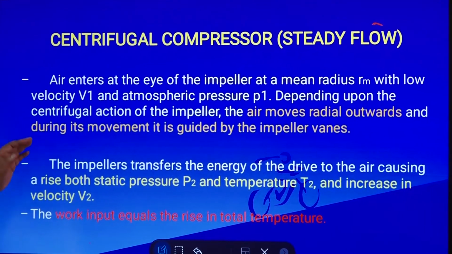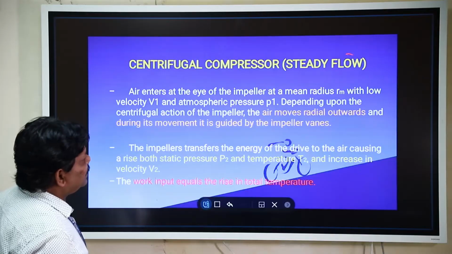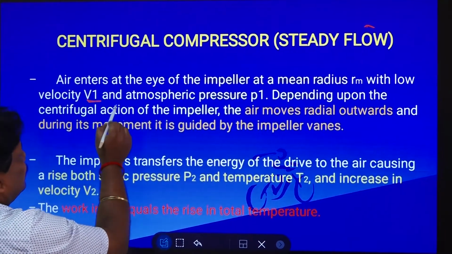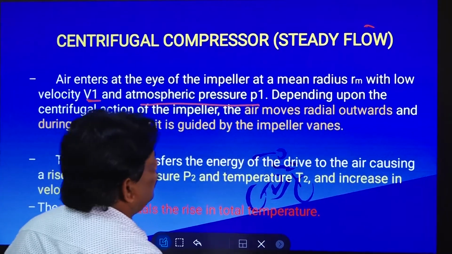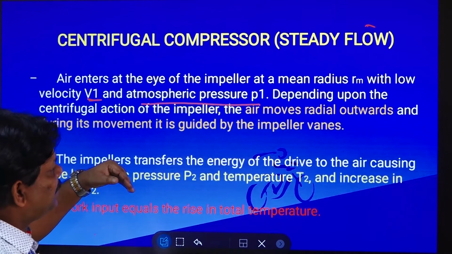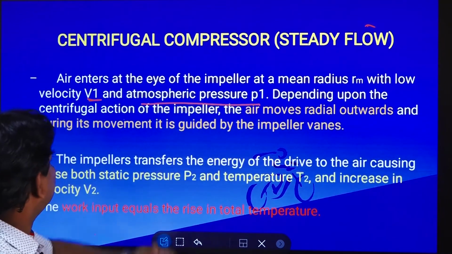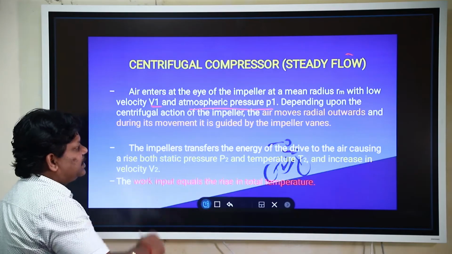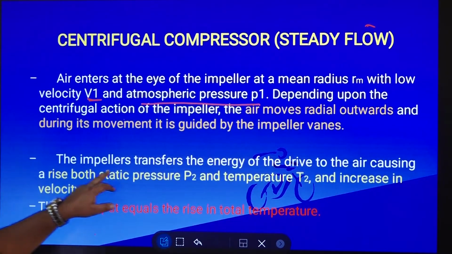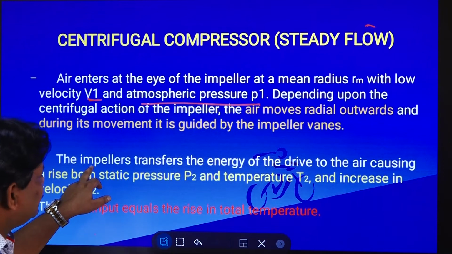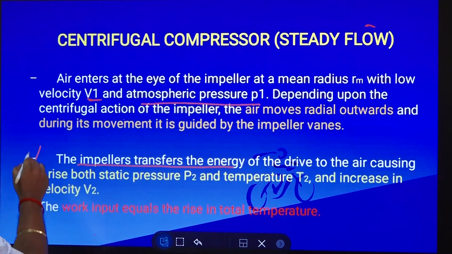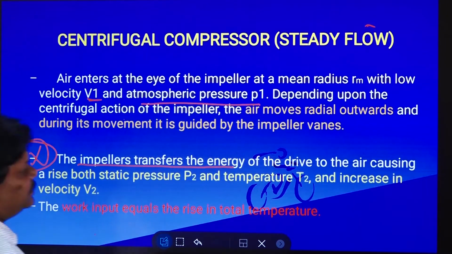So here air enters the eye of the impeller at a mean radius Rm with low velocity. This low velocity is converted into a higher velocity depending upon the centrifugal action of the impeller. The air moves radially outwards during its movement and it is guided by the impeller vanes. What is the function of the impeller in case of centrifugal compressors? This is one of the important statements.